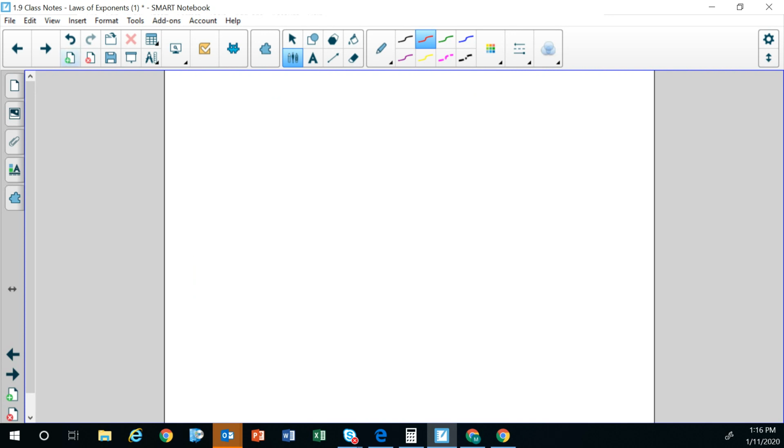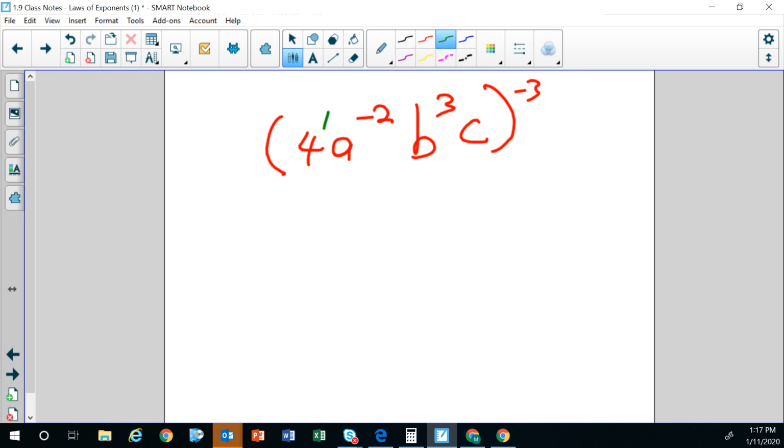Let's look at this one. 4 times A to the power of negative 2, B to the power of 3, and C, all that is raised to the power of negative 3. Okay? Again, I am going to look at my expression, and any term that doesn't have an exponent, I'm going to put 1. So 4 gets a 1, and C gets a 1.